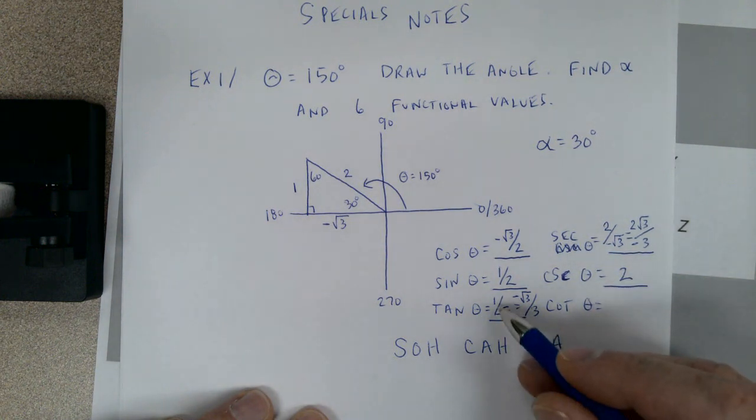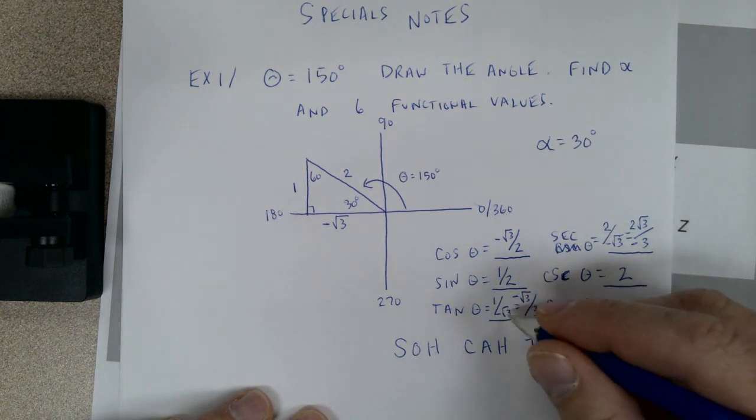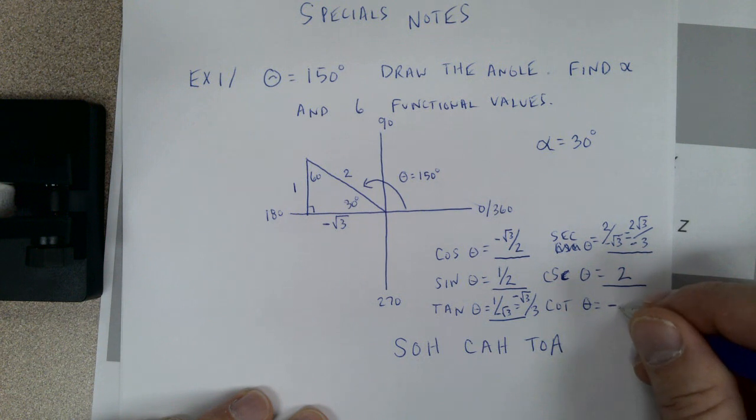And then cotangent, if I take the reciprocal of 1 over negative radical 3, it's just going to be negative radical 3.